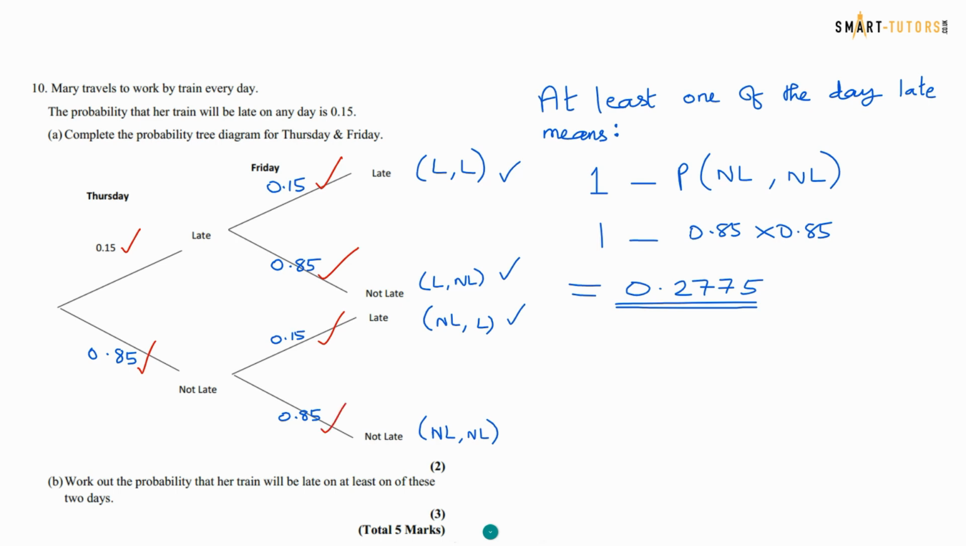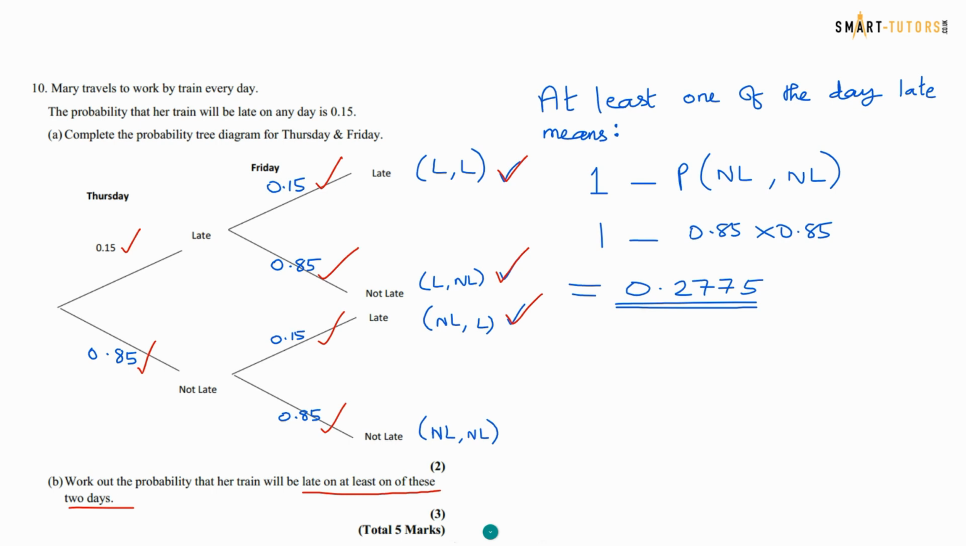For the 3 marks question, work out the probability that her train will be late on at least one of these 2 days. At least one day it's late. So at least one day means both days late is possible, or one of the days is late, late then not late, not late then late, that is also possible.